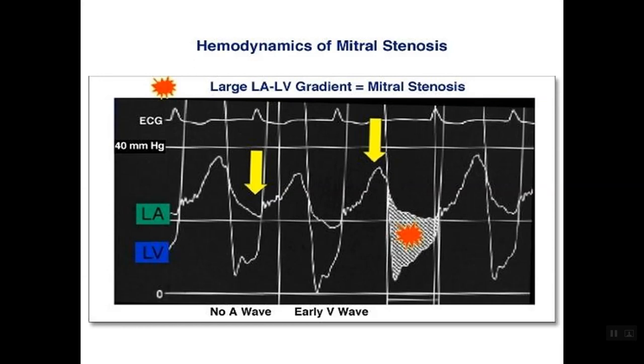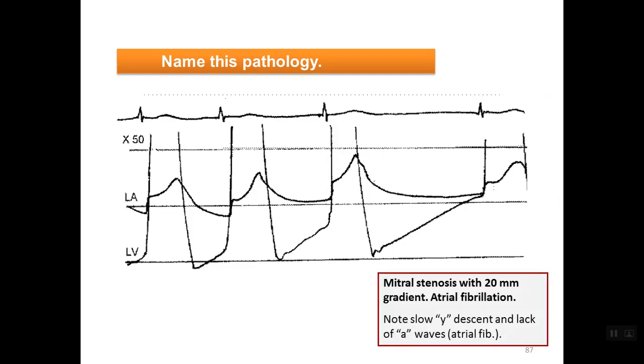This is the same. 20 millimeter gradient, slow Y descent, of course, because of the mitral stenosis, so there is a slow Y descent. But also, when you have a 20 millimeter gradient, what do you expect to see on the X-ray, on the chest X-ray, on the lung?